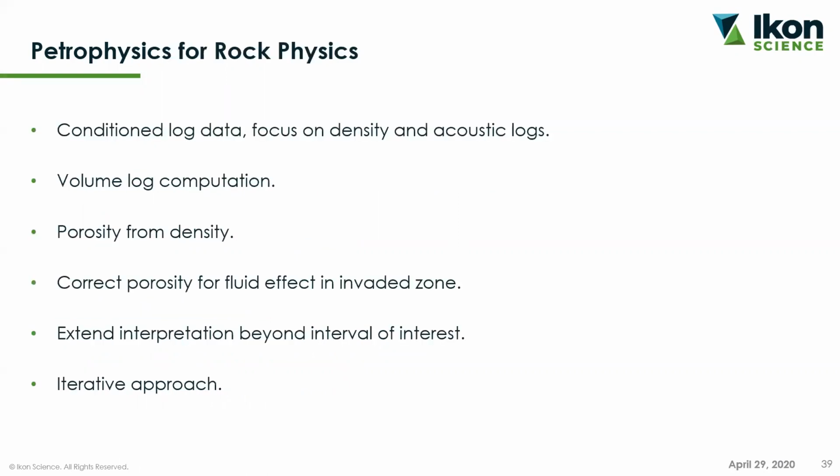So as we've seen, for rock physics, you need to think about conditioning your log data and focus on your density and your acoustic logs. For volume computation, you need to think about where the other volumes are coming from, but you can calculate V-shell from more than one log. Compare the results to make sure that they're the same, or at least that you can understand where the differences are. Make sure that the porosity is from the density, as porosity from other methods can cause problems. You need to make sure that you correct the porosity and the fluid for fluid effect in the invaded zone. You also need to extend the interpretation beyond the interval of interest where possible, and an iterative approach is key.